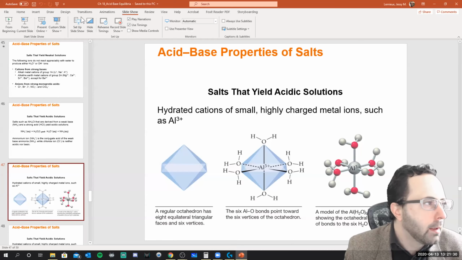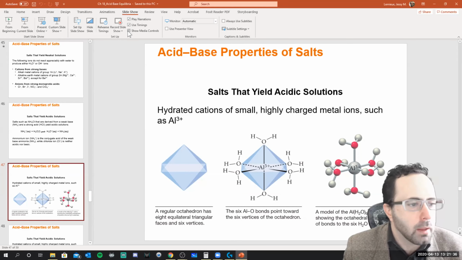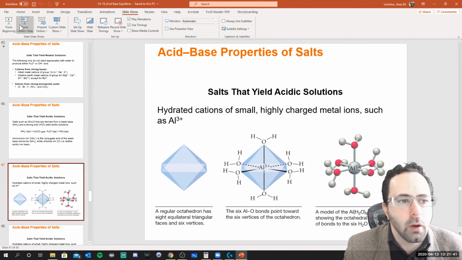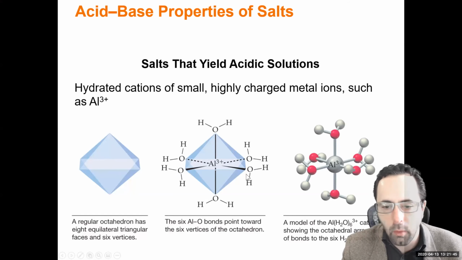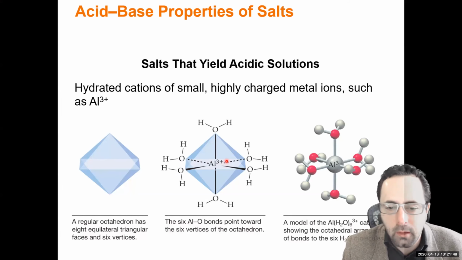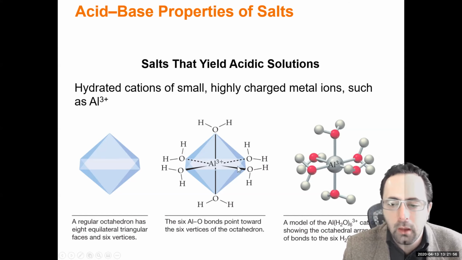Here's why cations that are small and highly charged make acids. It's because these transition metals make a transition metal complex with water, as we had seen before. So here, aluminum is the transition metal, and water is the ligand, and there are 6 water ligands surrounding it in an octahedral arrangement. So this makes the hexaaqua aluminum ion.